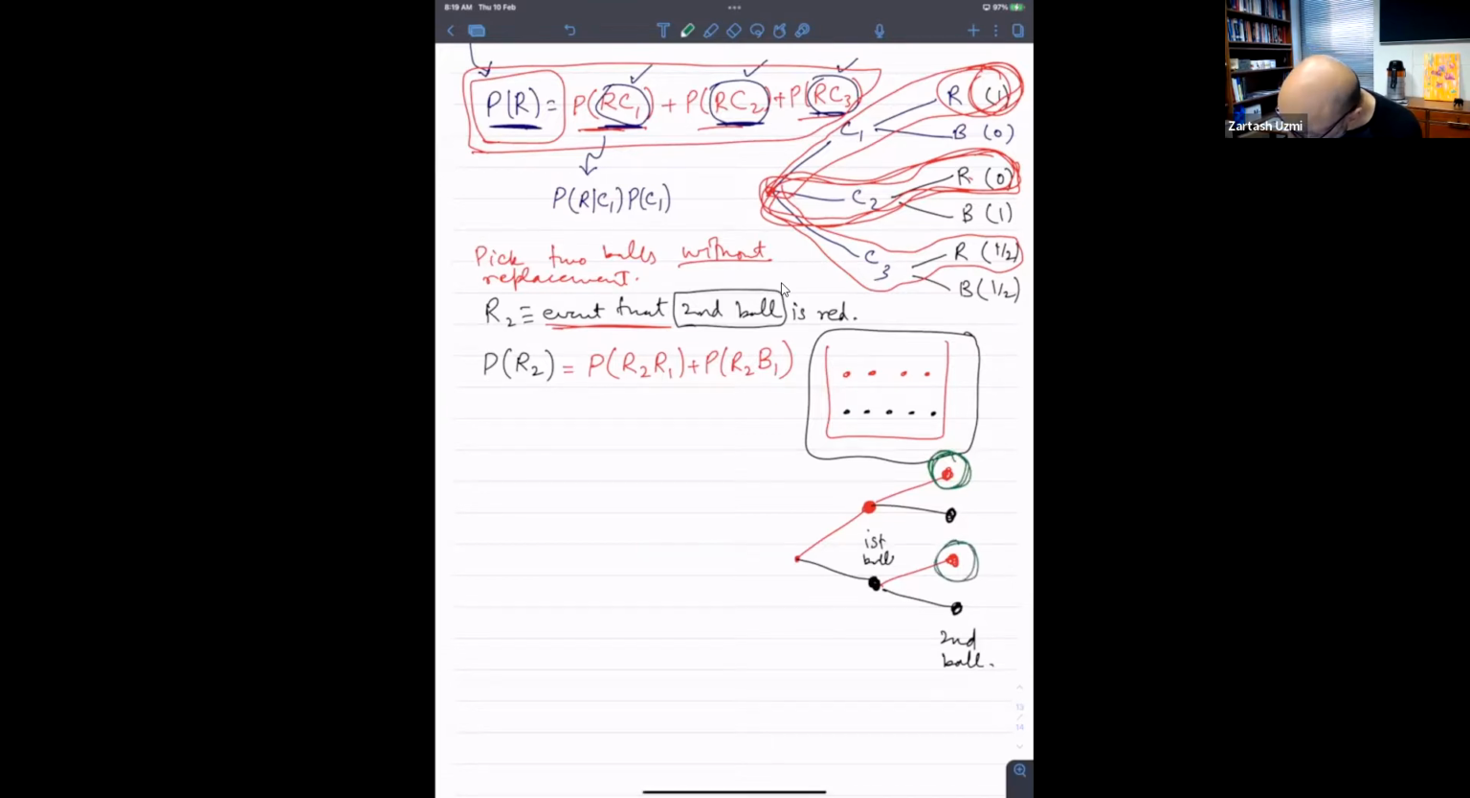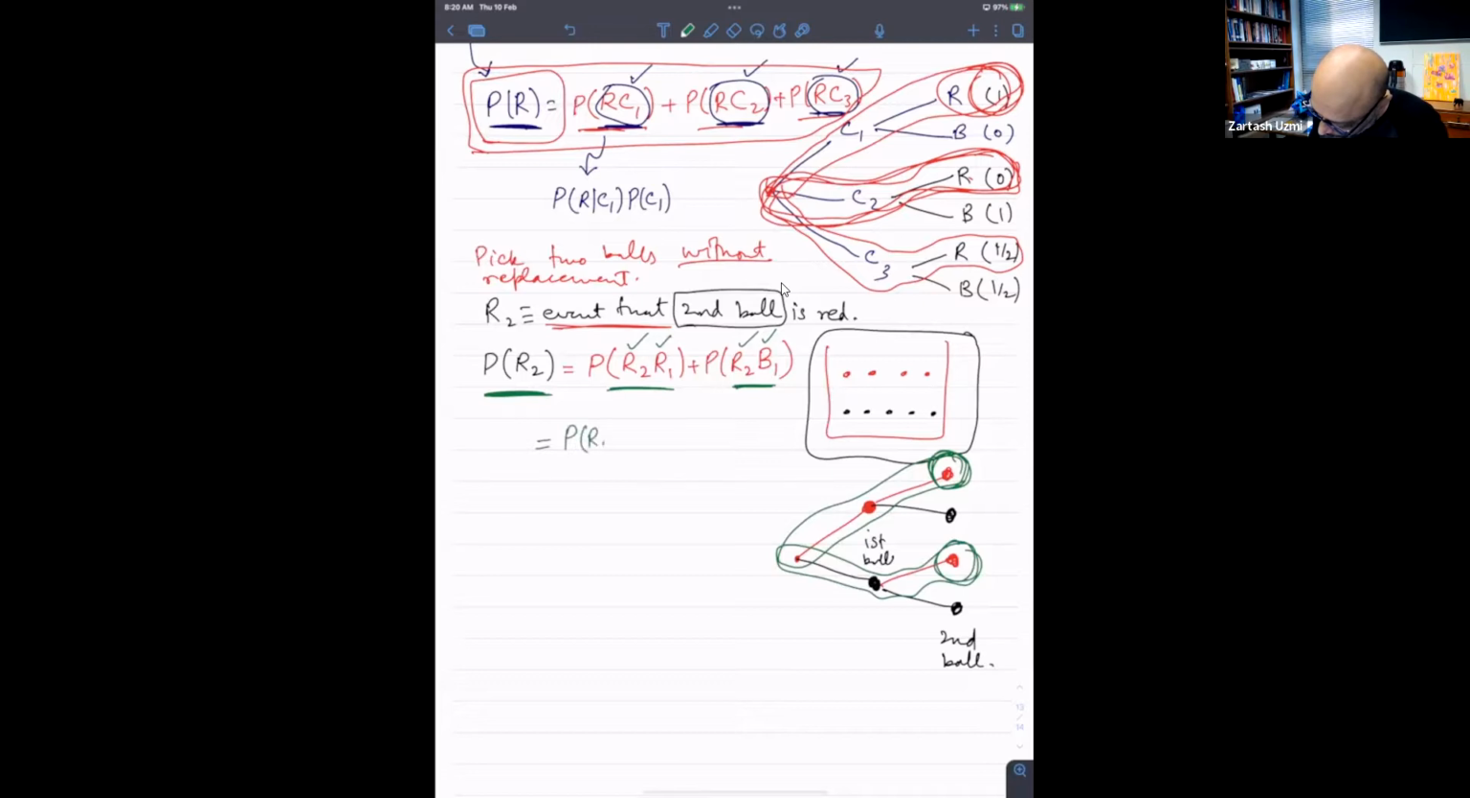So there are two different pathways you can get a second ball as red. Either the first ball is black or the first ball is red. So the probability of R2 here is going to be the probability of R2 and R1 plus the probability of R2 and B1. I have considered both paths: the first is red and the second is also red, or the first is black and the second is red. There is no other way you can get the second ball as red.